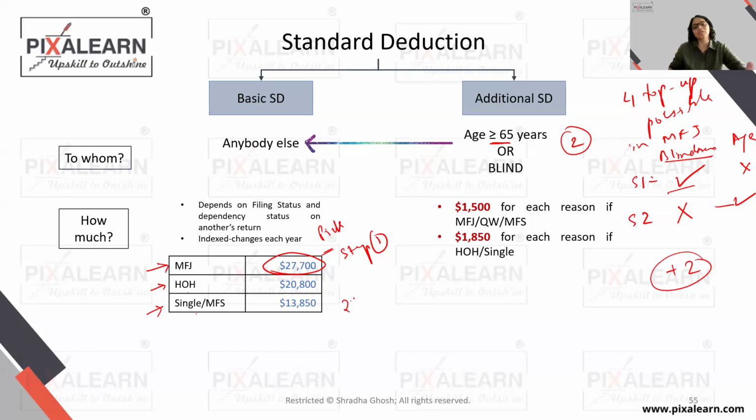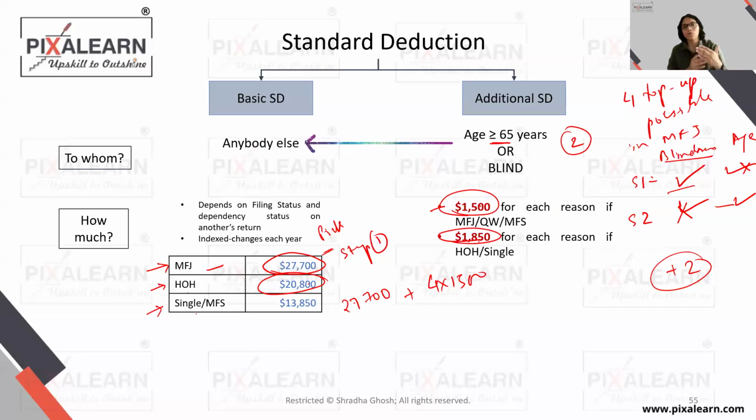So married filing jointly, you'll start with 27,700. How many top-ups do you have? You have 4 top-ups. Why? Both of them are old and both of them are blind. 4 top-ups. What is the value of the top-up? That value will depend on what figure you've picked up here. So if it is MFJ, you will pick up 1500. So 4 into 1500. If it is HOH, you will pick up the rate for HOH. And then depending on whether you're blind or you're old or you're both, you will pick up 1850 once, twice, and so on.